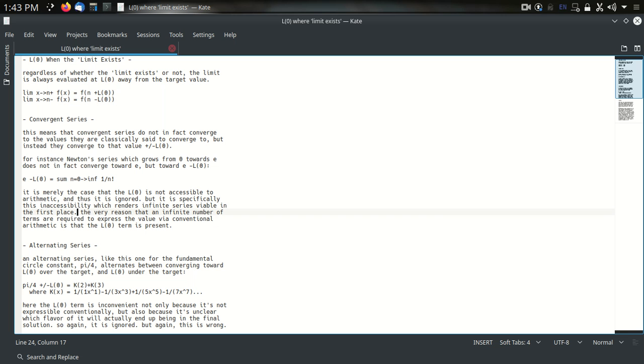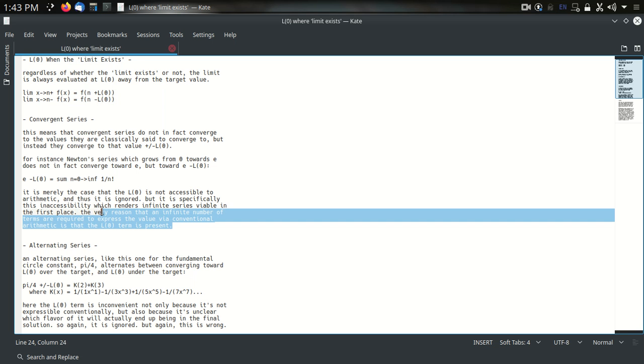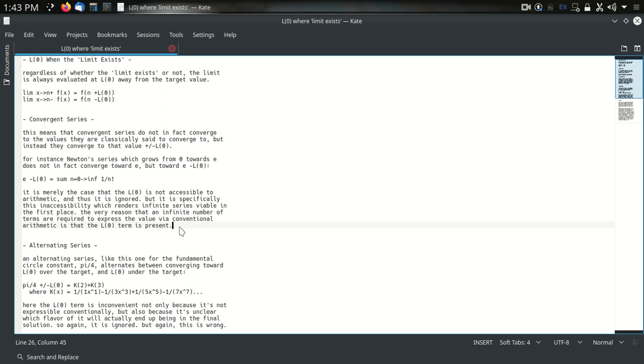Because when you look at how infinite series work, we're talking about limits, and that's what limits are. So the very reason that an infinite number of terms are required to express the value via conventional arithmetic is that the L naught term is present. That's why an infinite series works. If L naught wasn't there, you could just express it.